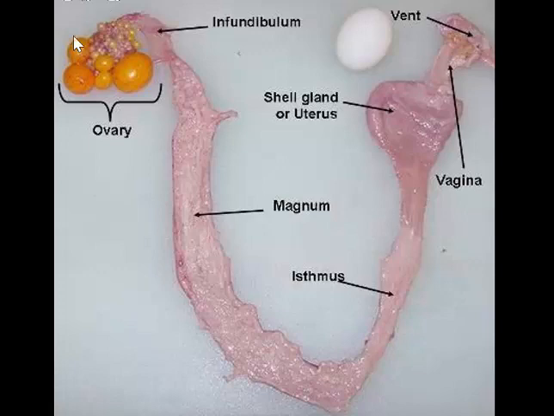You can see developing ova. This would be the yolk of the eggs right here. And this is as many eggs as this bird is going to lay in its lifetime. Just like mammals, you're born with all the ovary you're ever going to use, and probably a whole lot more.